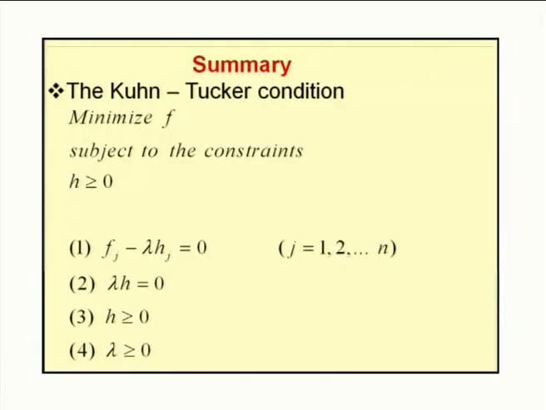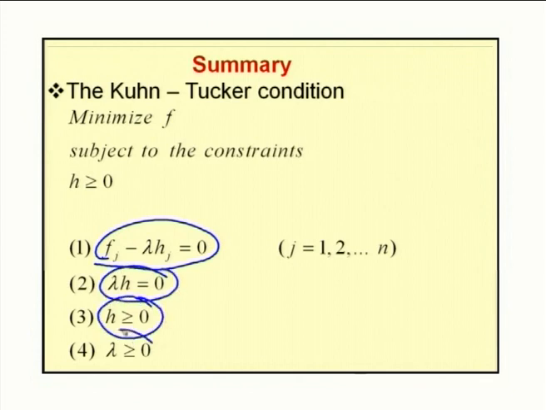Now, the corresponding Kuhn-Tucker condition, if the objective function is minimum subject to the constraint h greater than or equal to 0, is f_j minus lambda h_j equal to 0 and lambda h equal to 0, h greater than or equal to 0, and lambda value greater than or equal to 0. Here j varies from 1 to n.